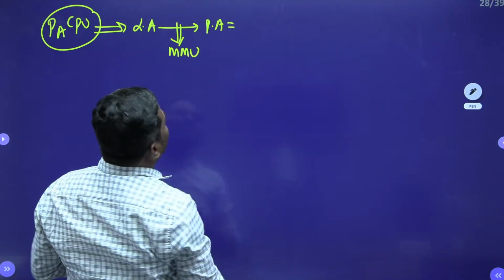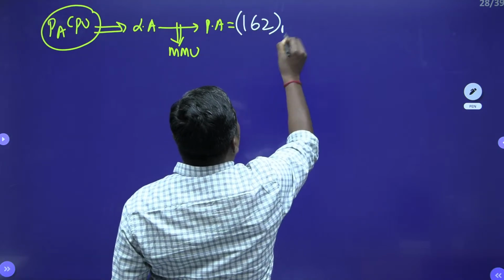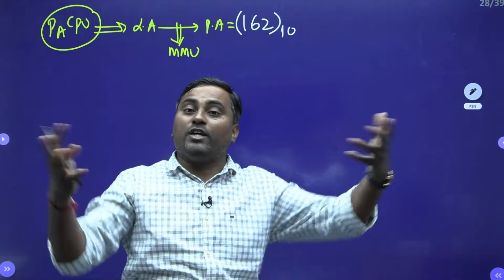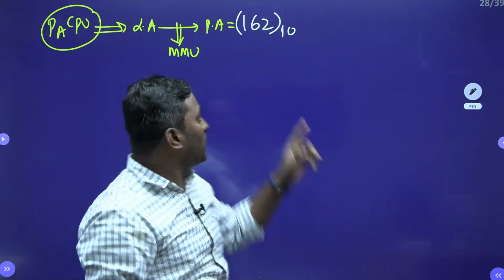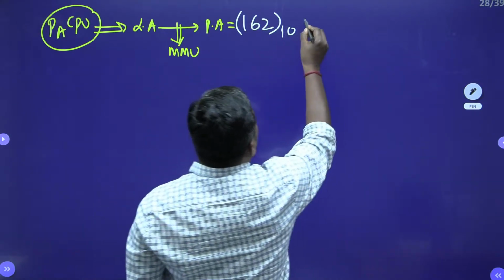This address is in terms of word number 162, written in decimal. How many words are there in main memory? 512 words. Suppose we generate the address for 162. This address comes in decimal, and we need it in binary form.